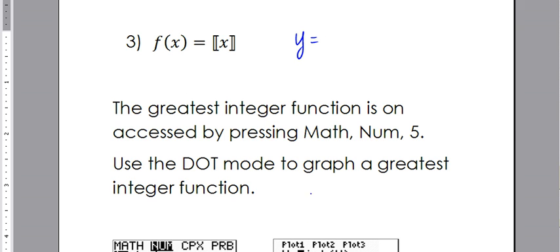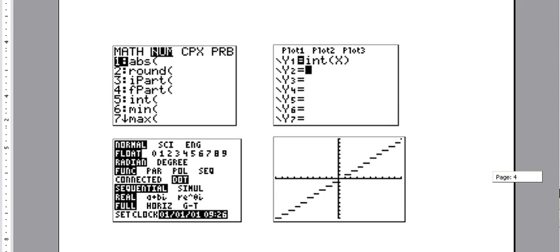And then you're going to press the math key, go to the number, and option 5 is the integer. And you're going to have to use the dot mode to graph, and we'll look at that. So here's this. I did math, number, and then option 5 is the greatest integer function. So it comes up as int, and then you're going to type in the x and close parentheses.